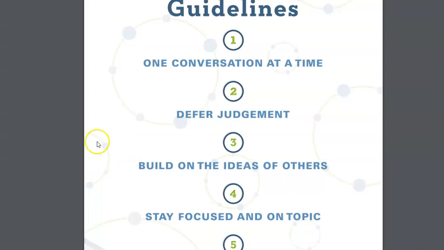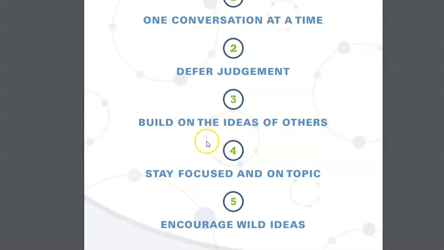Maybe write it down. Build on the ideas of others. So if somebody thinks of a pretty good idea, you think of a way to improve it. Wait your turn, because it's one conversation at a time, and then suggest it. Stay focused and on topic. That goes really more if we're working together, although by yourself, it's always tempting to get off topic and focus on something else. So stay focused and on topic. And then 5, encourage wild ideas. So encourage other people to talk. Encourage yourself to think outside the box. Think of something new.